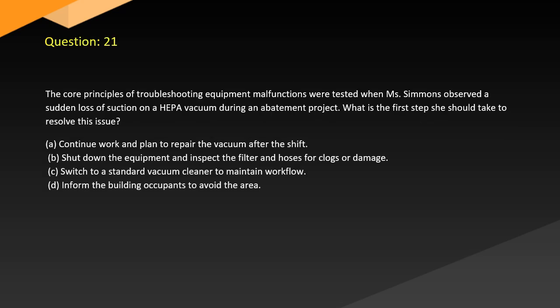Question 21. The core principles of troubleshooting equipment malfunctions were tested when Simmons observed a sudden loss of suction on a HEPA vacuum during an abatement project. What is the first step she should take to resolve this issue? A. Continue work and plan to repair the vacuum after the shift. B. Shut down the equipment and inspect the filter and hoses for clogs or damage. C. Switch to a standard vacuum cleaner to maintain workflow. D. Inform the building occupants to avoid the area.